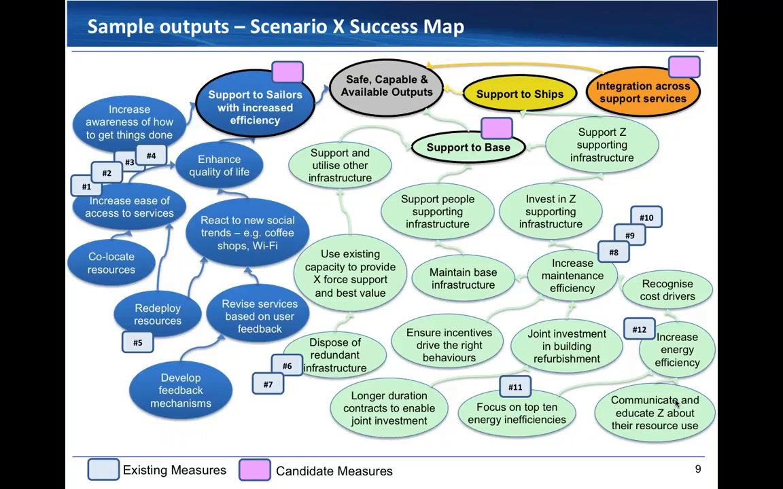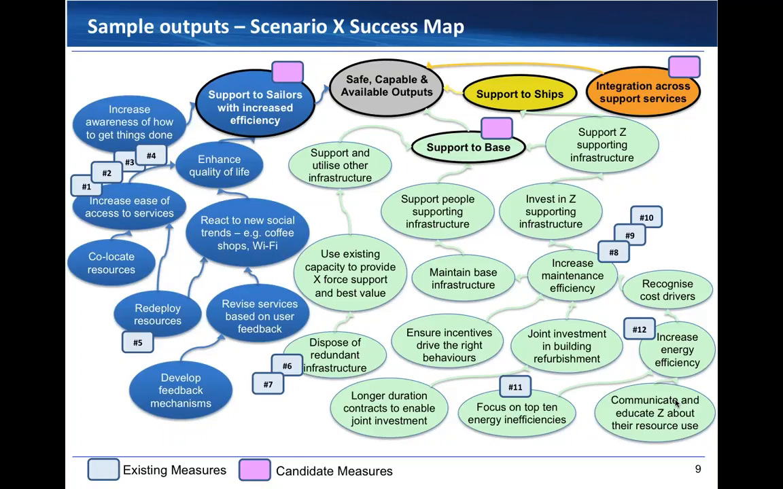What's quite interesting there, when you look at the measures, the hashes in blue, 1 to 12, were the existing measures being used inside the WISME contract. So you can see there's quite a lot around the increased awareness of how to get things done, the increased ease of access to services. There's quite a lot around disposing of redundant infrastructure or redeploying resources. There's quite a lot around increased maintenance efficiency, numbers 8, 9, and 10. So these are all individual KPIs.